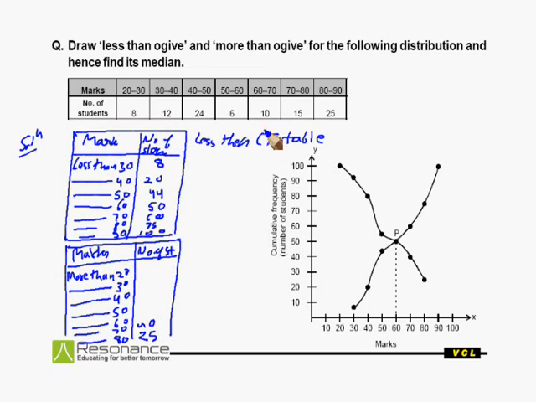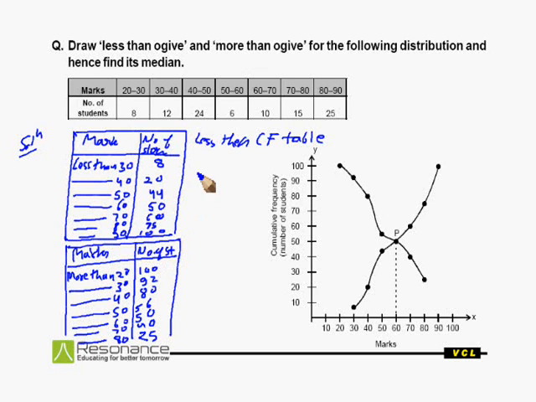Now the number of students whose marks is more than 60. More than 60 means we have to add these three class intervals, that is 60 to 70, 70 to 80, 80 to 90. So the sum of all these frequencies is 10, 15, 25, 25 and 25, that is 50. Like that we have to fill all the frequencies: 56, this is 80, and this is 92, and this is 100.